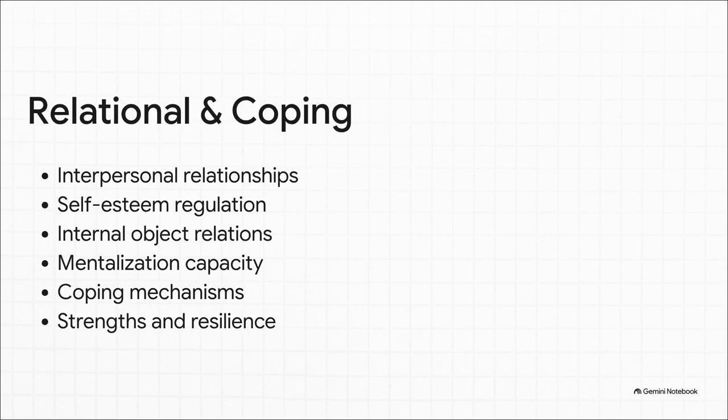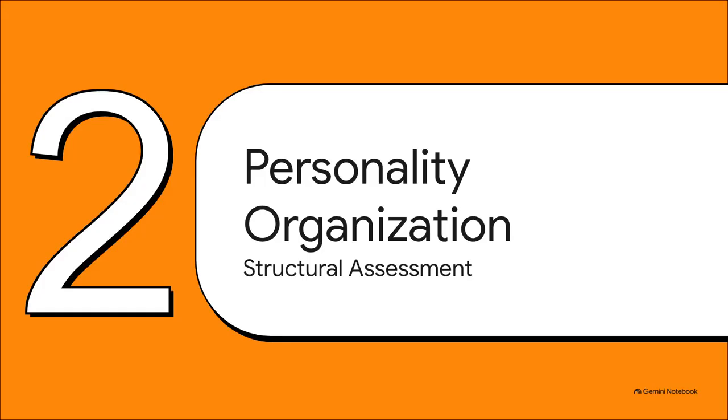To wrap up data gathering, we look at relational and coping capacities. What are their recurring relationship patterns? How do they regulate their self-esteem? We absolutely need to assess their capacity for mentalization. Basically, can they understand that other people are motivated by their own internal thoughts and feelings? And don't forget to identify their coping skills and inherent resilience, because recognizing a patient's strengths is just as crucial as identifying their pathology.